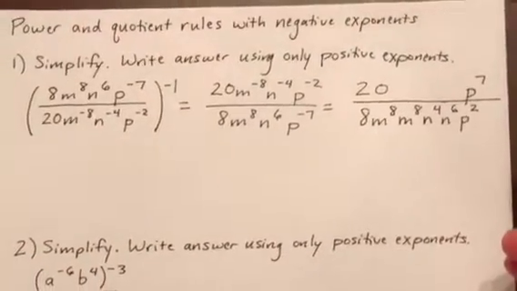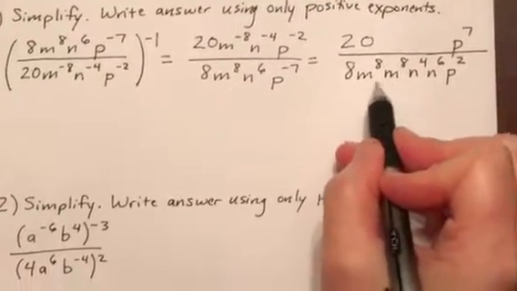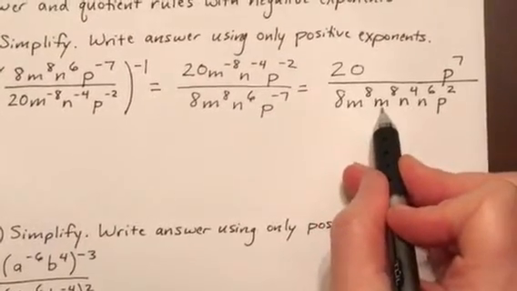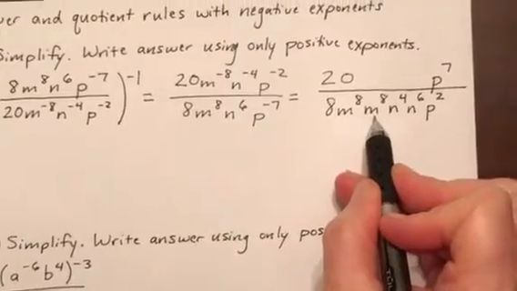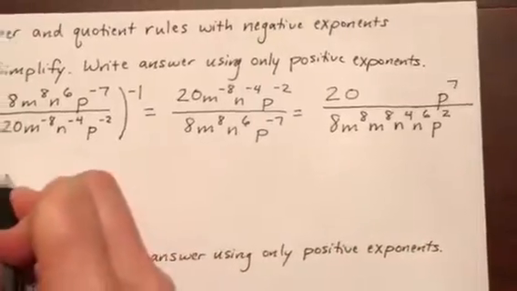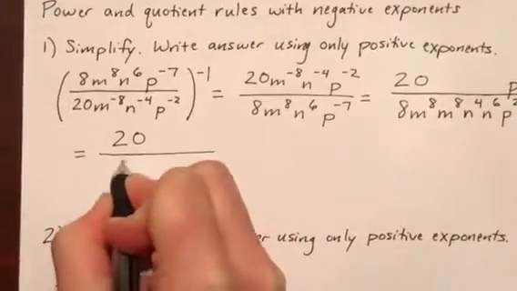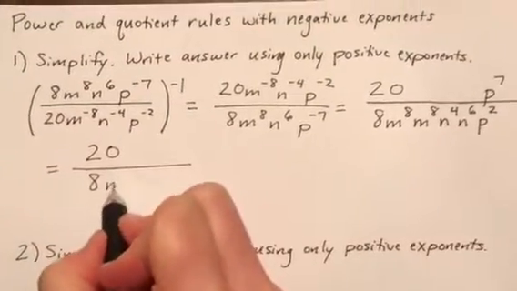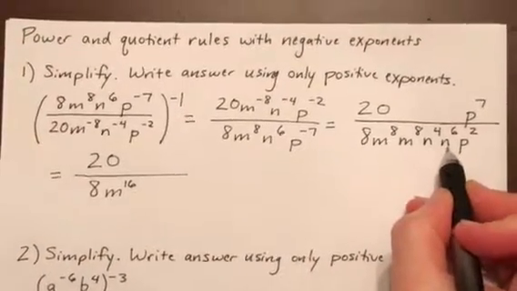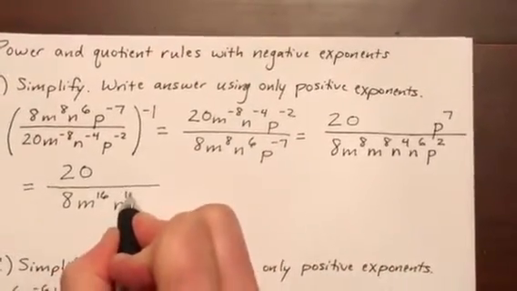So now I want to see if I can make this more concise by combining any bases that are the same. So m to the 8th times m to the 8th, I use the product rule, which means I would add the two powers, 8 plus 8, and make that m to the 16. So I now have 20 in the numerator, 8 in the denominator, m to the 16, and then I can combine n to the 4th times n to the 6th by adding their powers, 4 plus 6 to make 10. So that's n to the 10.